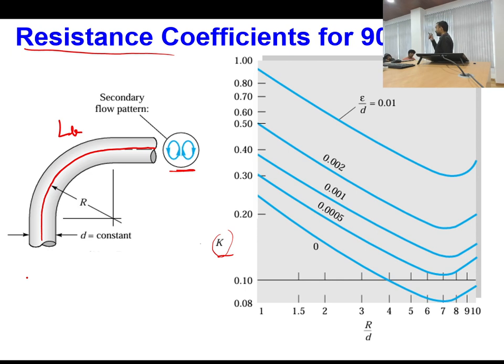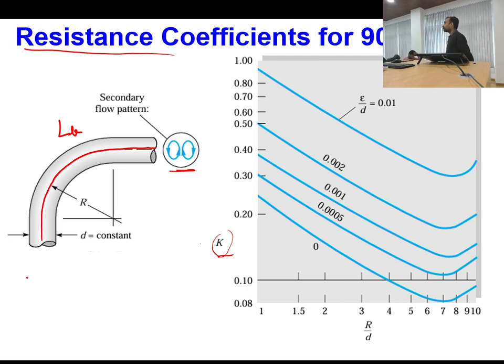So you have to be very clear about this, because even in this particular diagram I have taken from the textbook F.M. White, from the newer version of F.M. White, they have shown only the loss coefficient because of the secondary flows. But in the older version of F.M. White, they have this loss coefficient based on the total flow, frictional plus the secondary flow.